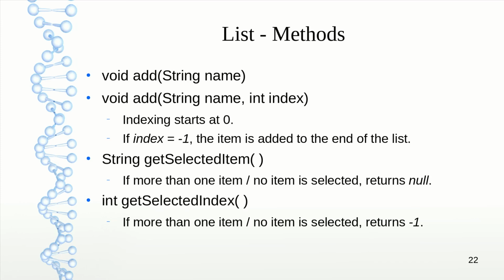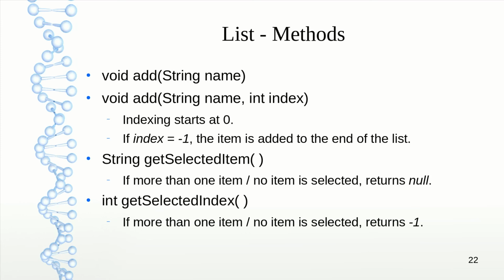Here we have the different methods associated with the list. We have the add method, which adds or appends a string to the list. Then we have the add method with an index specified. The string which is passed to this method will be added at the index that we have just specified in the method. Always remember that the indexing starts at 0, and if you specify the index as -1, the item is added to the end of the list.